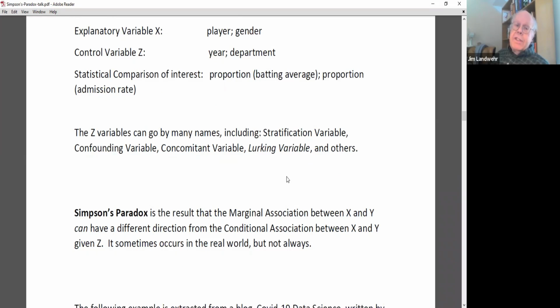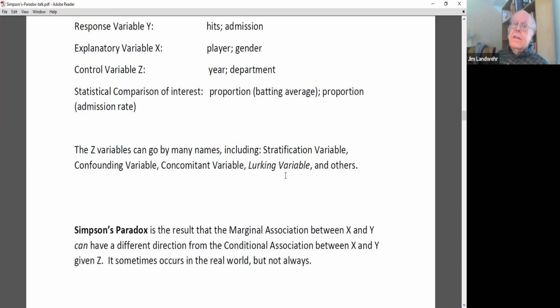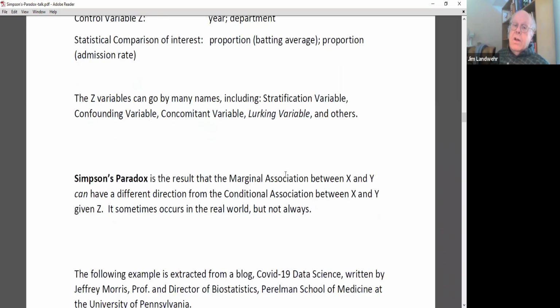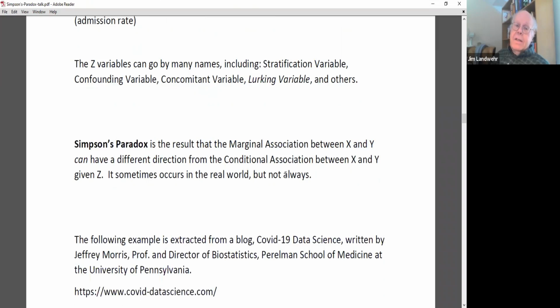So what is Simpson's paradox in this framework? Well, Simpson's paradox is the result that the marginal association between X and Y, the relationship between X and Y, can have a different direction from the conditional association, or the conditional relationship, between X and Y given Z.